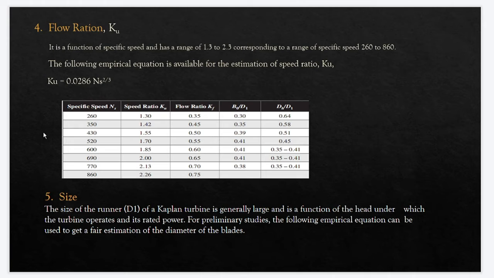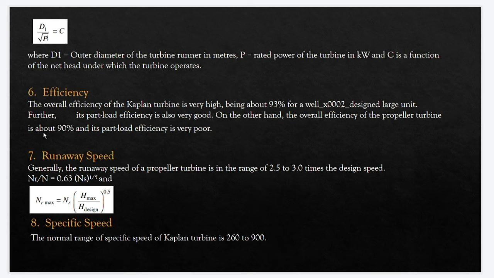Coming to the next parameter, the size. The size of the runner of a Kaplan turbine is generally large and is a function of the head under which the turbine operates and its rated power. This is the formula for the size. Coming to the efficiency, the overall efficiency of the Kaplan turbine is very high, being about 93% for a well designed large unit.